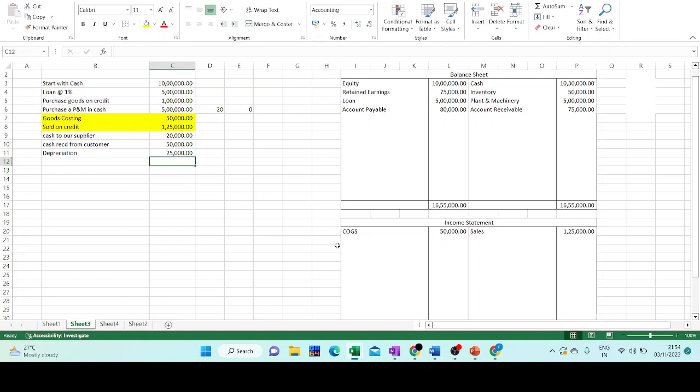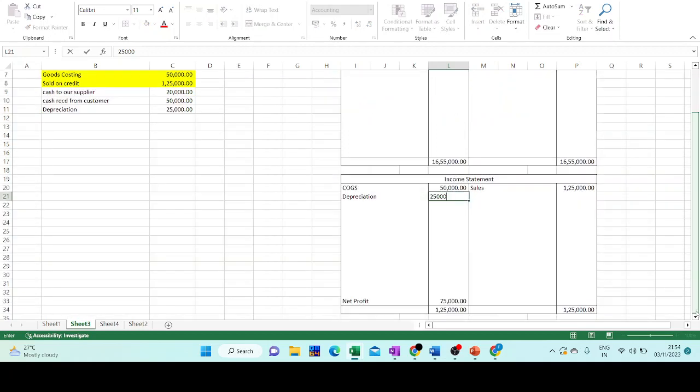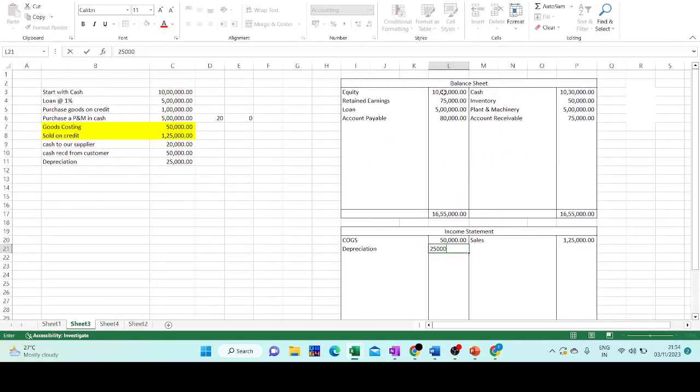So guys, we expense this depreciation in the income statement, right? So depreciation worth 25,000 would be expensed in the income statement. And once I expense this in the income statement, guys, my net profit would reduce to 50 and my retained earnings would also reduce to 50. Right, so you can see my net profit reduced to 50 and so did my retained earnings.